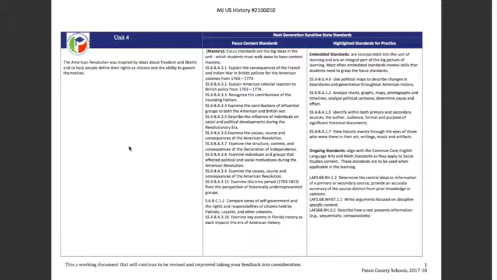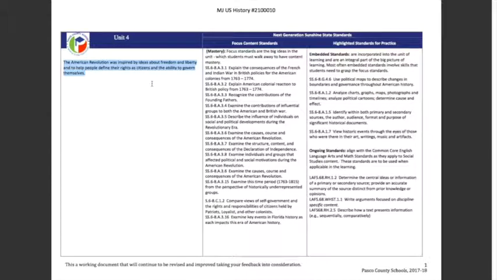Well, we've kind of moved away from that. In Pasco County and a lot of other counties around the state of Florida, what we have these days are unit planners. So these are given out by the district office, and they help us focus in on the essential standards. So as you see over here in our first column, we're on Unit 4, which is the 6th grade curriculum.